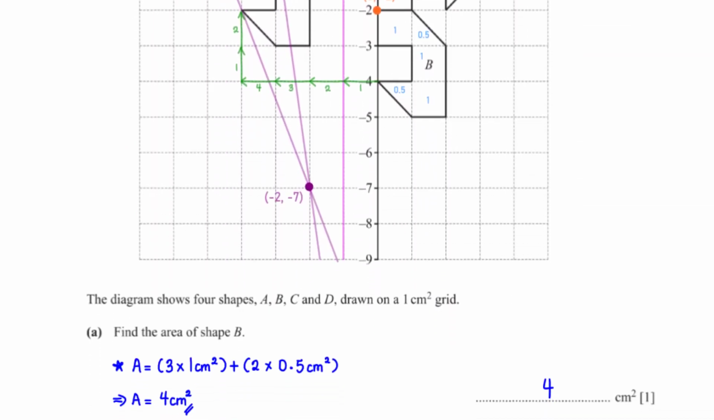The diagram shows 4 shapes A, B, C, and D drawn on a 1 cm square grid. Find the area of shape B.